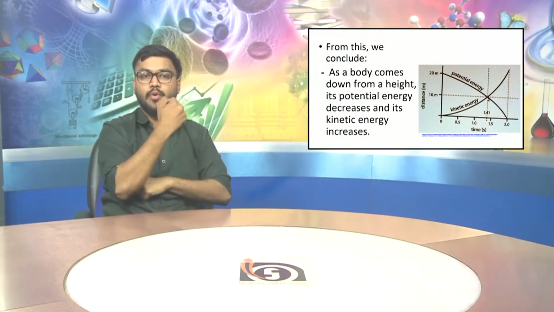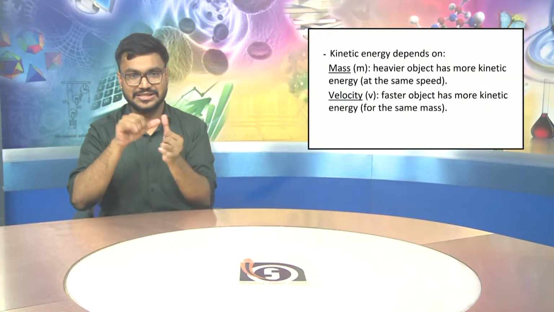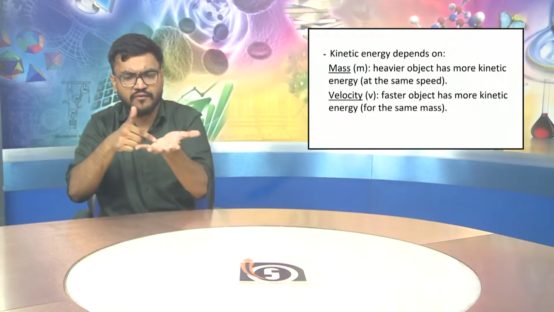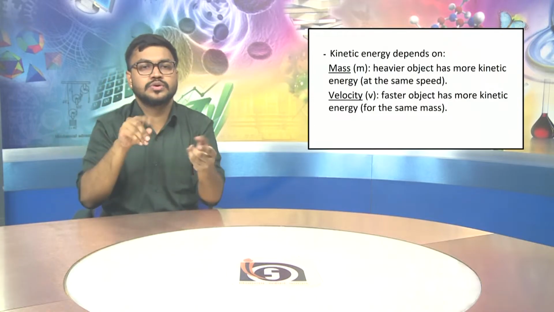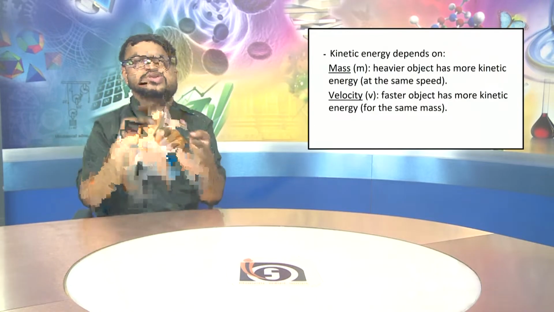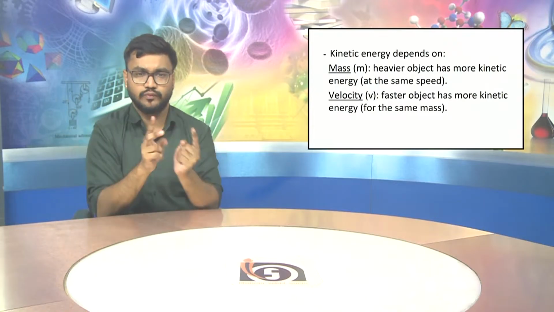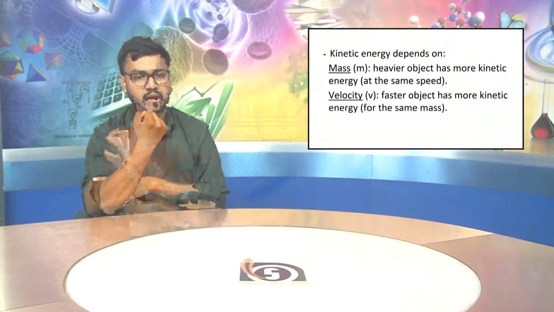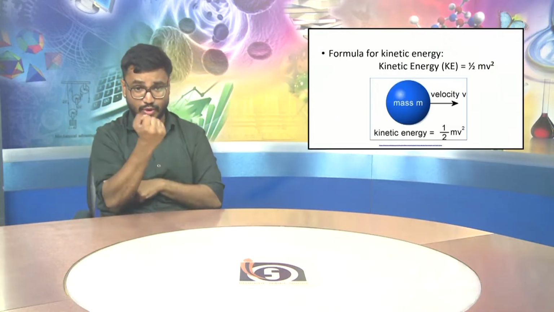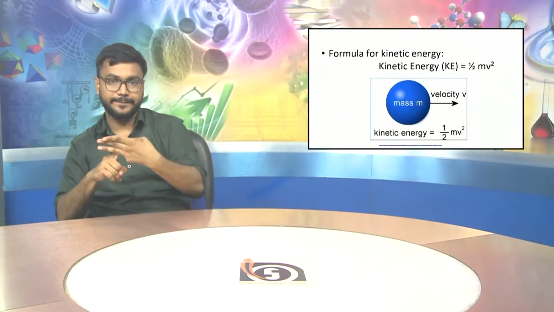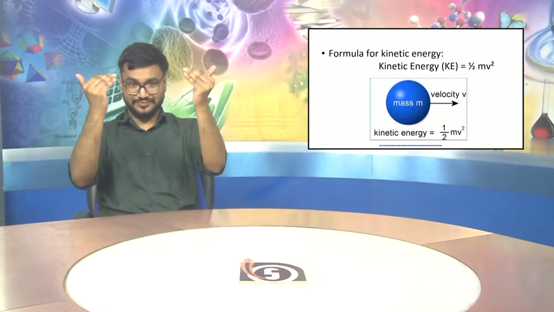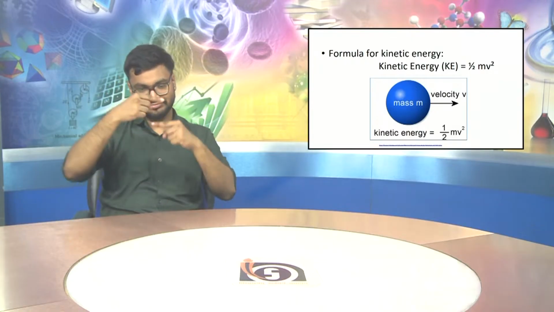There is a graphical representation of this, and it depends on two things. First is mass and second is velocity. Mass means the heavier object has more kinetic energy at the same speed. And velocity means the faster object has more kinetic energy. In short, we can write it as KE equals half m v squared, and we can write it the same as shown on the screen.